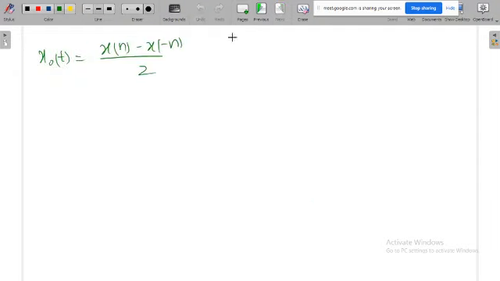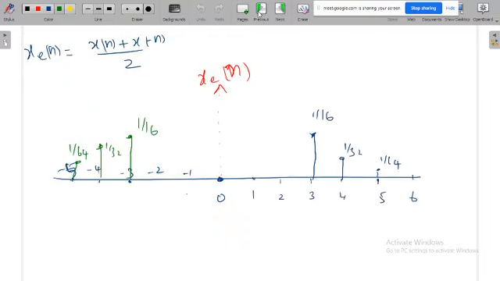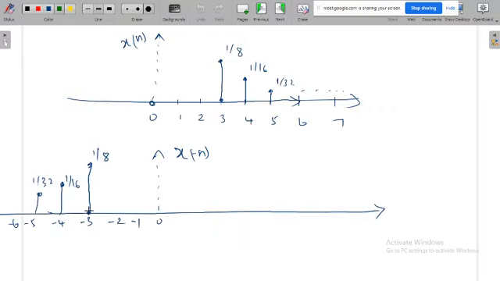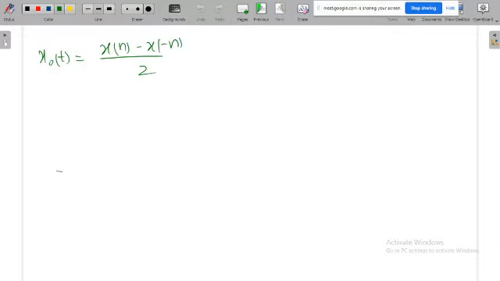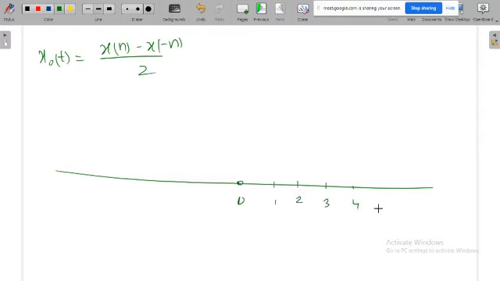Okay, so in the next case, the odd part. In the odd part this component will become negative, because 0 minus positive samples is negative. But positive minus 0 is positive, so these samples will become positive. Okay, so the odd component finally: 0, 1, 2, 3, 4, 5, 6, 7. So at n is equal to 3 you will be getting 1 by 16. This is 1 by 32 and then 1 by 64.